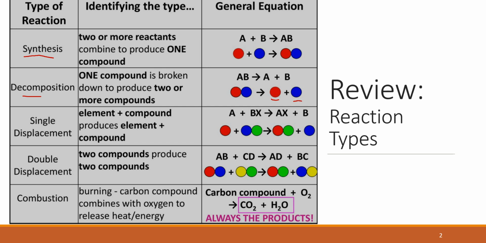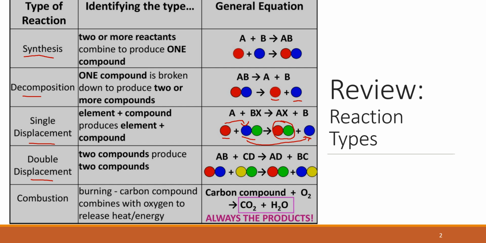Now the next two, single displacement and double displacement, we're going to look at in a bit more depth in the upcoming slides. So let's define them and review them quickly. Single displacement is where you have an element by itself reacting with a compound. That element kicks out one of the elements in the compound, in this case the blue one, so that in the products, the element that was by itself is no longer by itself. It's now in a compound, leaving the element it kicked out by itself.